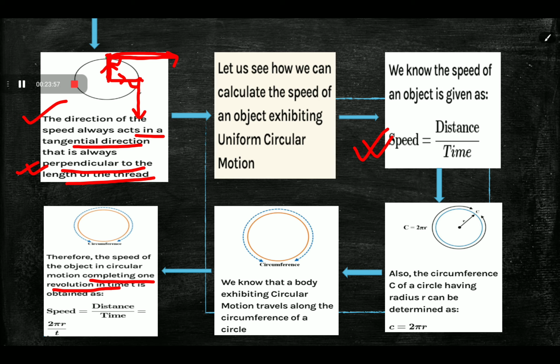That's why it is written here, speed is equal to distance by time, and in place of distance it is written 2 pi r, because we know that the circumference of the circle is 2 pi r, and the time is whatever the time taken. Okay, so this is the formula by which we can calculate the speed of an object when it travels or moves along a circular path. These two points are used to find the circumference of the circle, which you already know is equal to 2 pi r.